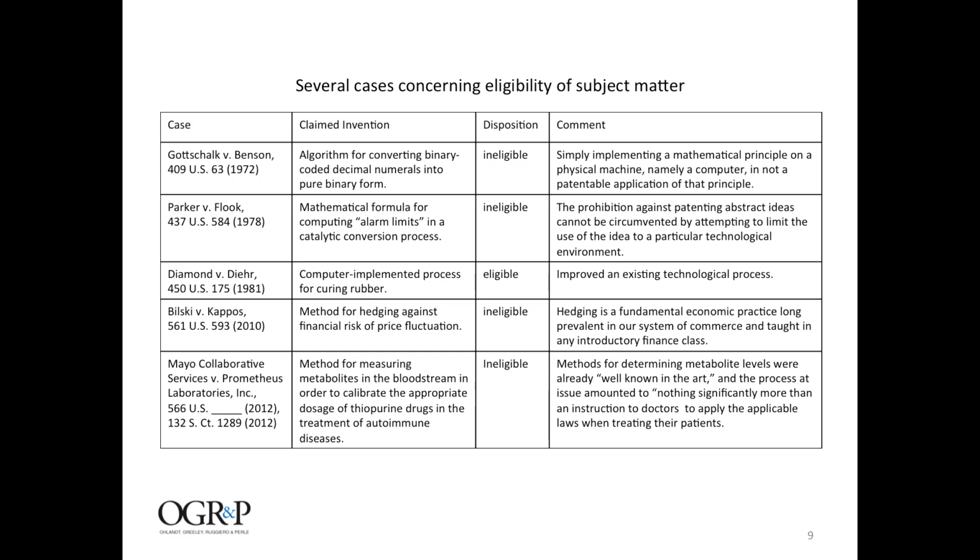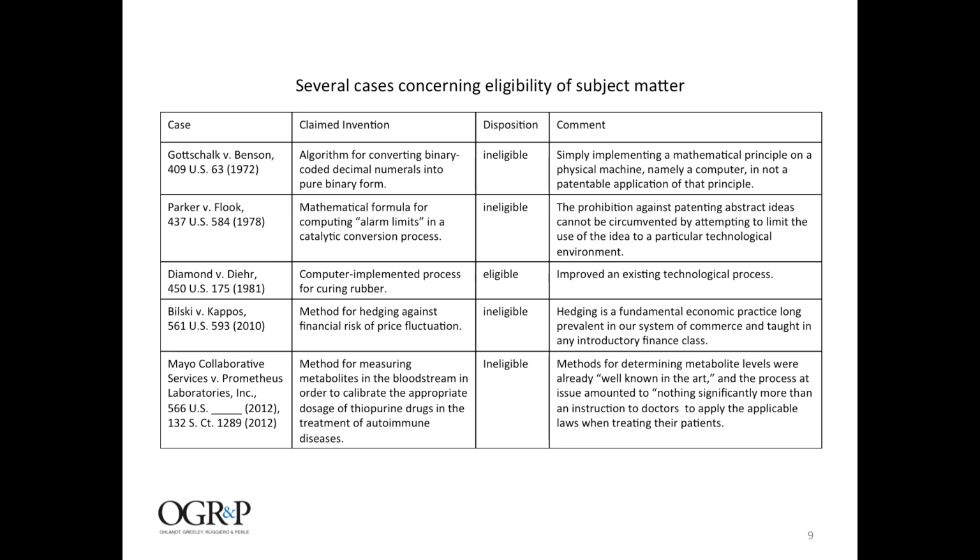Next, Parker v. Flook. Mathematical formula for implementing alarm limits in a catalytic conversion process was found to be ineligible. Okay, so again, read what it says here. It's a mathematical formula for computing the alarm limits. It was the formula itself that the applicant, the patentee, sought to patent or sought to maintain. The prohibition against patenting abstract ideas cannot be circumvented by attempting to limit the use of the idea to a particular technological environment.